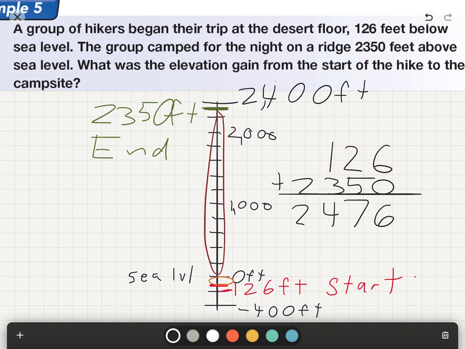Which means that the entire elevation of the hike is 2,476 feet. And if you're looking in the book, you might notice there's a typo. They actually added 6 plus 0 equals 8. They have 2,478 feet. Oops. So anyway, typos are everywhere, people.